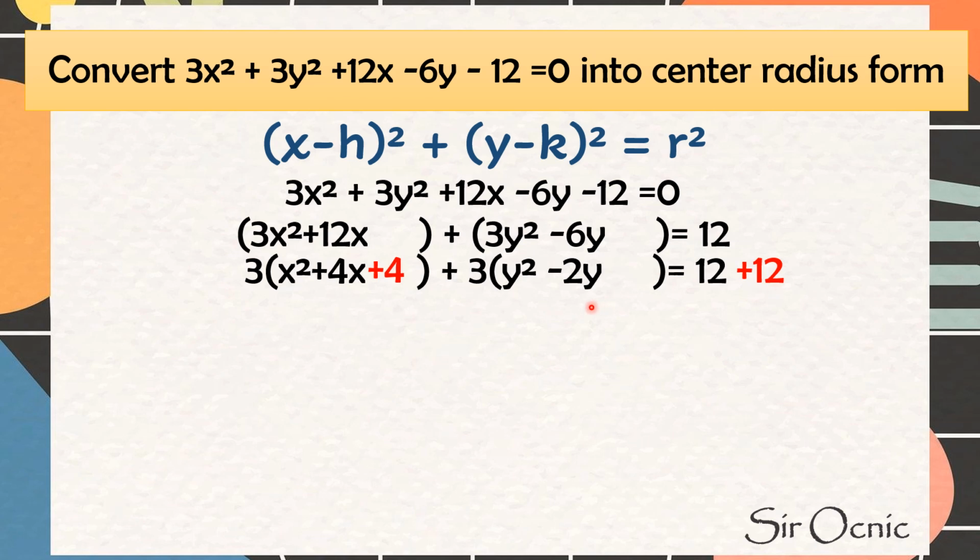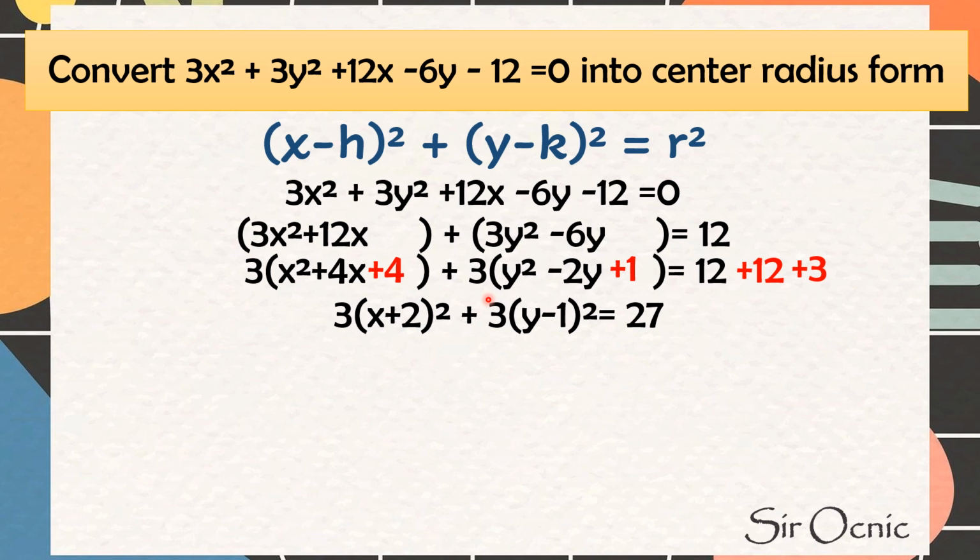Same thing with the second group of terms. Negative 2 divided by 2 is equal to negative 1 squared, that is equal to positive 1. Since there is a common monomial factor outside, which is 3, multiply 1 by 3, and that will be equal to positive 3. Therefore, we need to add positive 3 on the other side of the equation. Let us now express the trinomial into a square of a binomial. So we will have 3 times the quantity x plus 2 squared plus 3 times the quantity y minus 1 squared is equal to 27.